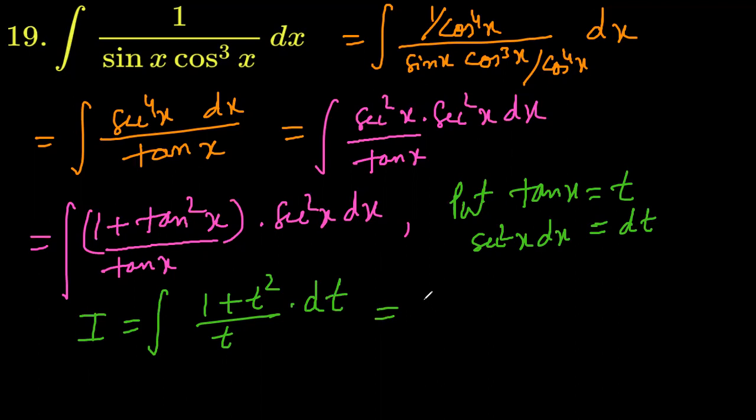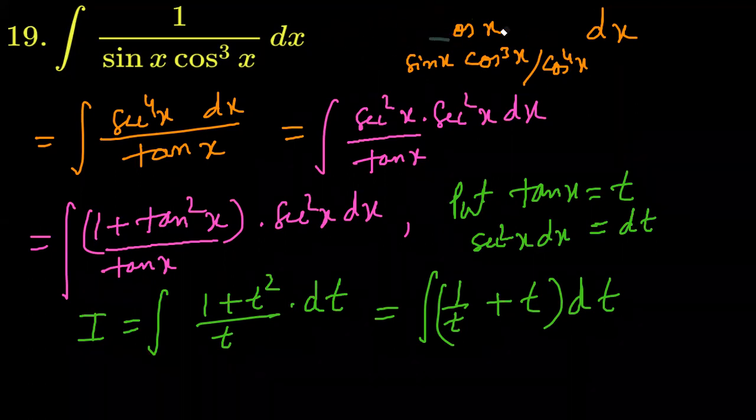That means it is the integration of 1 over t. Now we'll split it: 1 over t plus t square by t, and t square by t is t, and dt. That means now if you integrate this, 1 by t is log t, and t would be t square by 2.